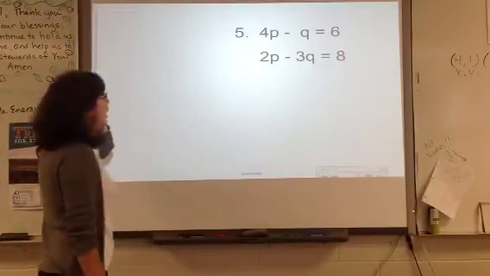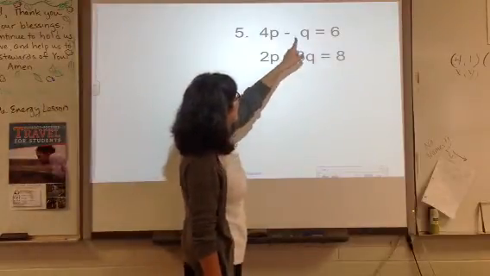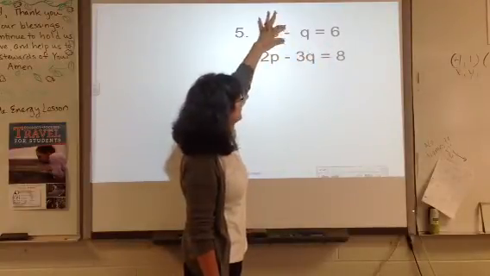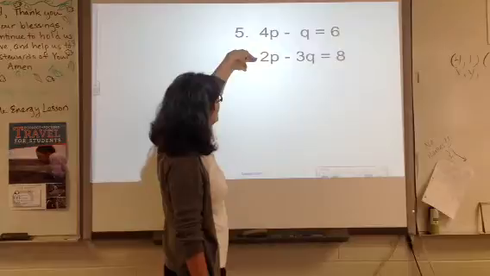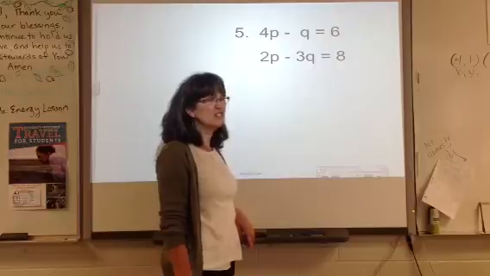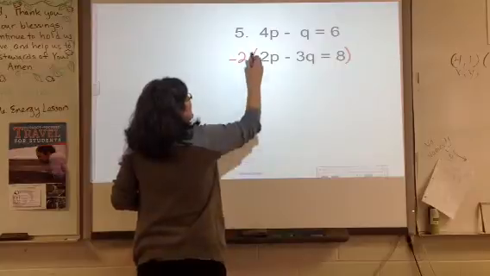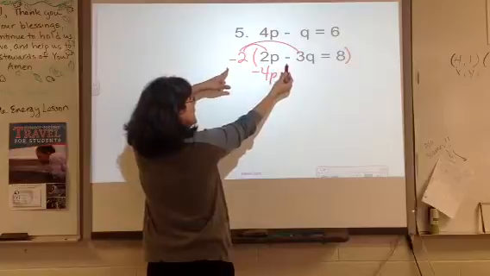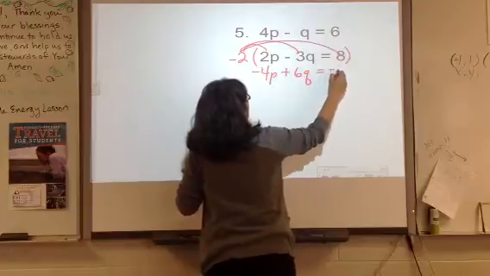Let's try another one. Okay, now this one, I could either multiply this line by negative 3 to get a positive 3q right here, so these guys could cancel out, or I could multiply this by negative 2, so I'd have negative 4 down here, and these would cancel out, and I think that sounds easier. So I'm going to multiply this by negative 2. And negative 2 times 2p is negative 4p. And negative 2 times negative 3 is positive 6q. And negative 2 times 8 is negative 16.